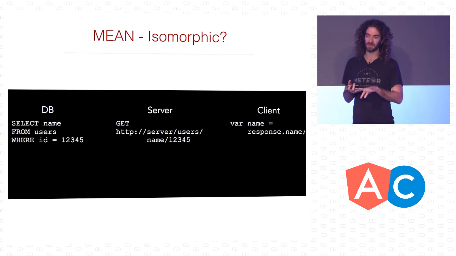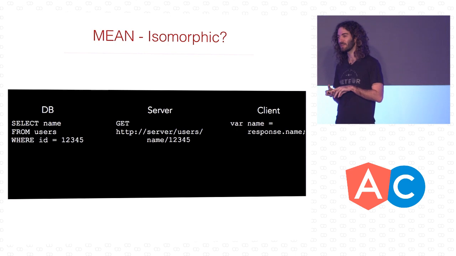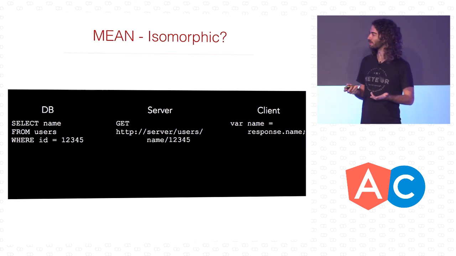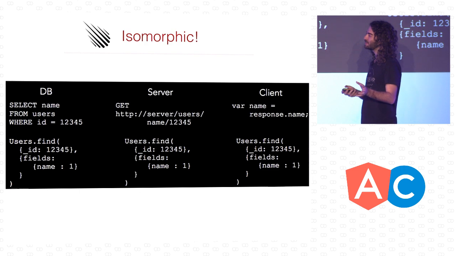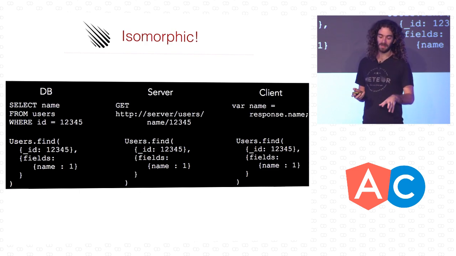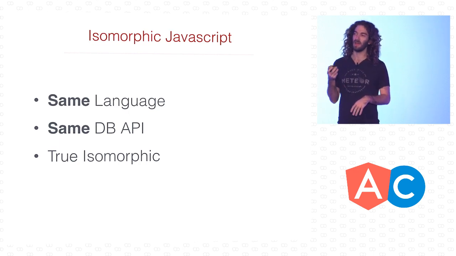It has a different name on the server and the network, and it has a different name on the client. So you can't really share code with that. You can maybe share some util code or something like that, but that's not working, actually. But with Meteor, the API is the same throughout the stack. So it doesn't matter on the database and on the network and on the client, it's the same code. So I can really use the same language, the same database API, and I get true isomorphism.